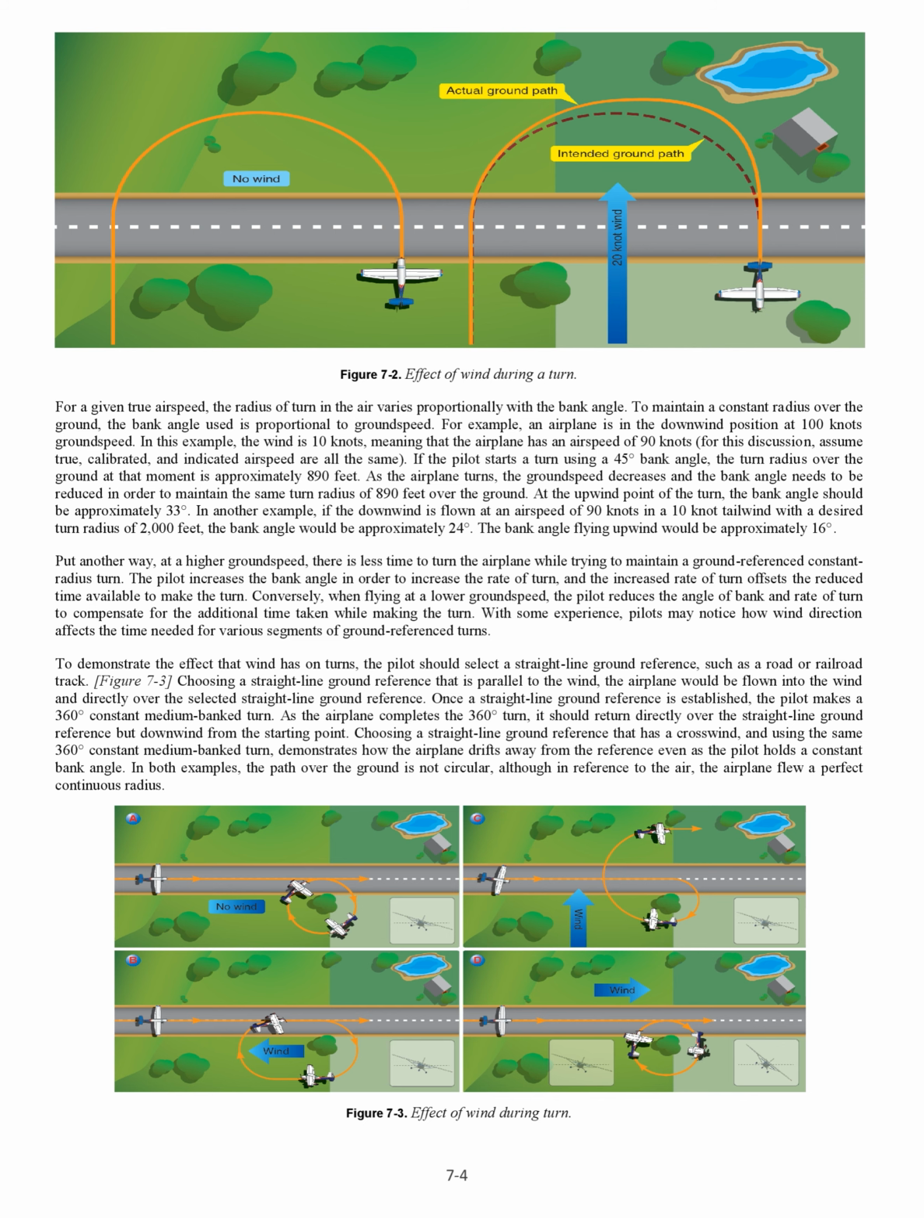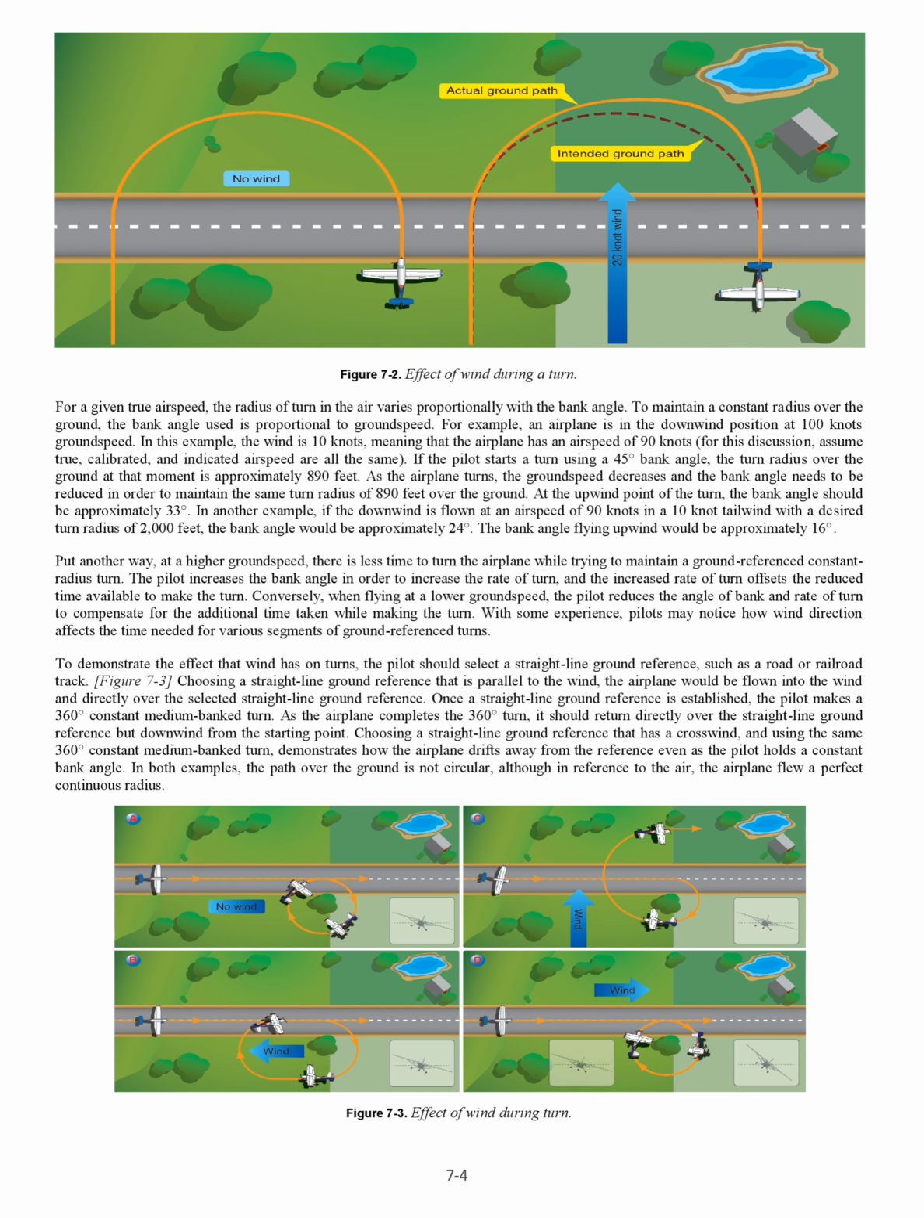The pilot increases the bank angle in order to increase the rate of turn, and the increased rate of turn offsets the reduced time available to make the turn. Conversely, when flying at a lower ground speed, the pilot reduces the angle of bank and rate of turn to compensate for the additional time taken while making the turn. With some experience, pilots may notice how wind direction affects the time needed for various segments of ground-referenced turns.